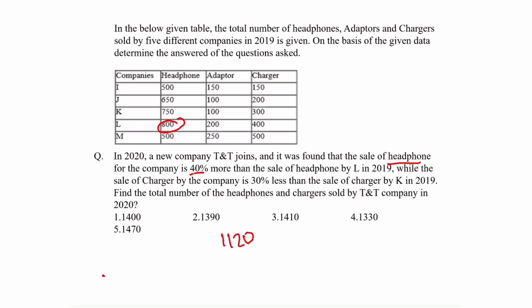Likewise, adapters, chargers 30% less than company K. K's chargers 300, 30% less means 70%. 70% of 300 is calculated.